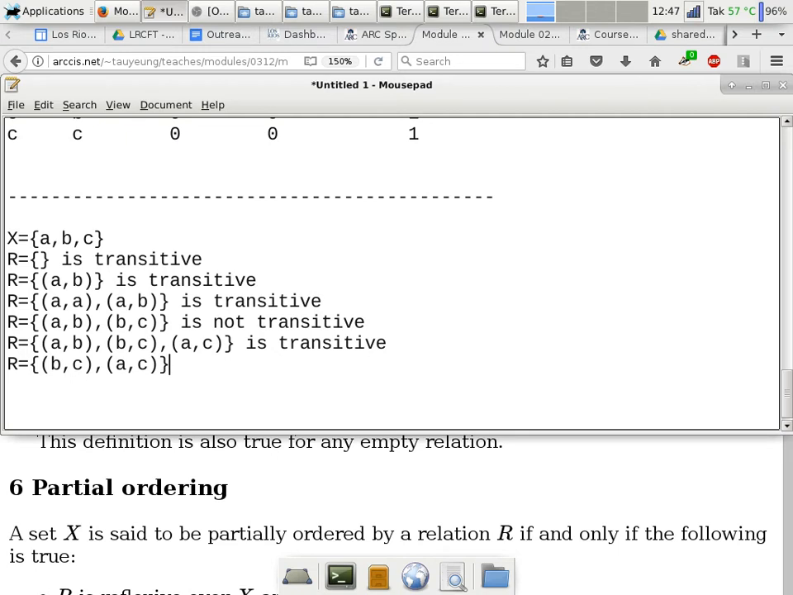So BA, CB. Exactly. Now, if you flip the first one to DA, the second one to CB, and the last one to CA, then it would be transitive again.